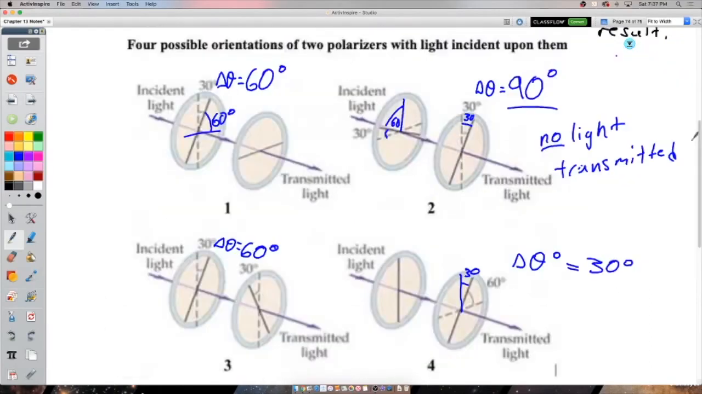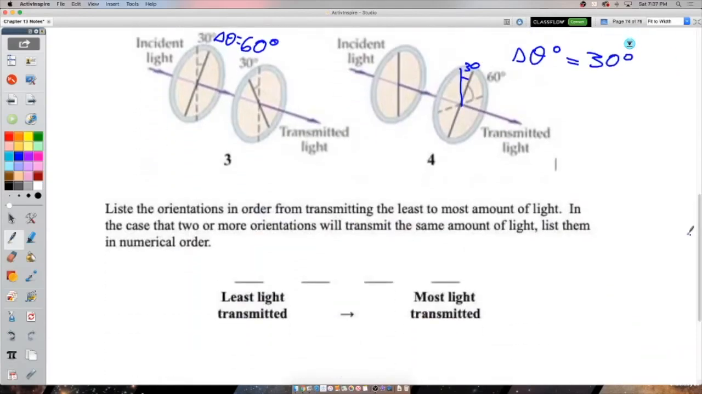To go from least to most, we go from most perpendicular to most parallel. Most perpendicular is obviously the one that's actually perpendicular, 90 degrees. That will let pretty much no light through. So 2 is definitely the least.